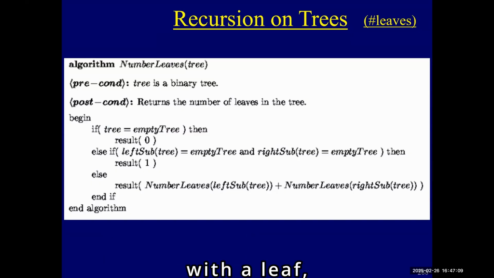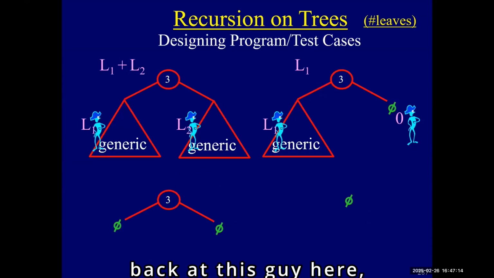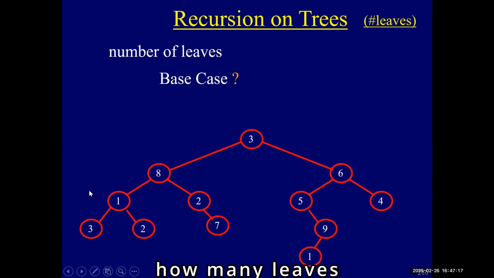And I'm going to go with the node. A leaf is a node, right? I mean, because look back at this guy here. How many leaves does this have? Well, this is an empty tree, right? So if you're calling it a leaf, then you're counting a leaf down here. And I don't want to do that. I want to say a leaf is a node with no children. It has no nodes, right? It has no nodes.